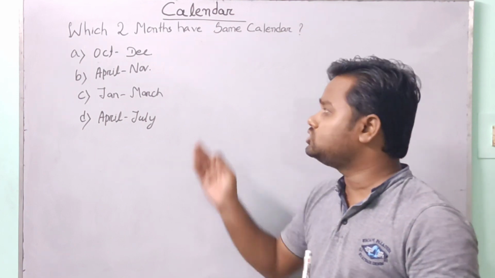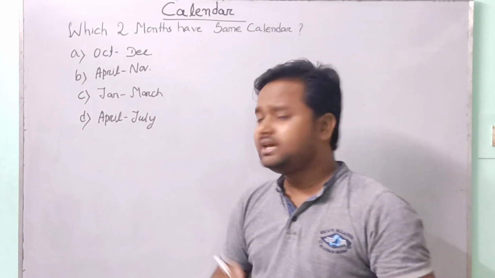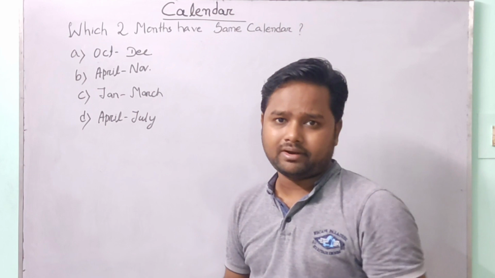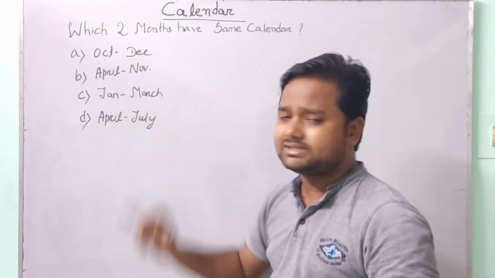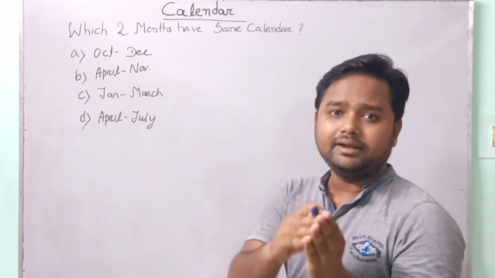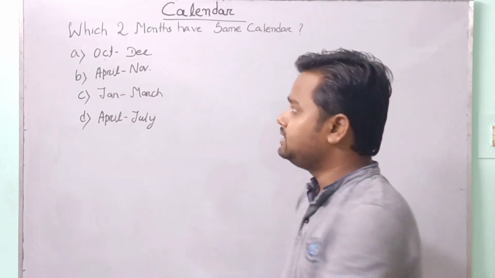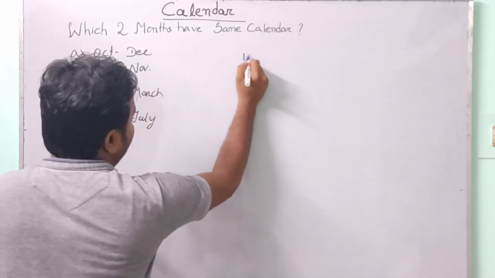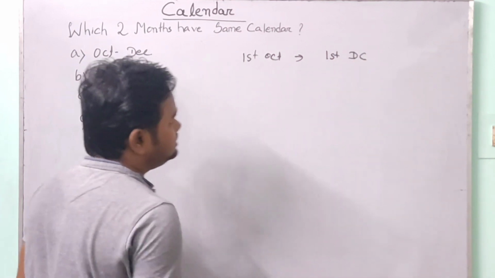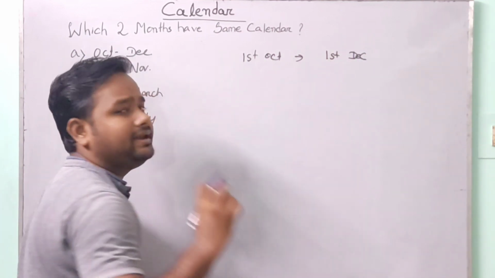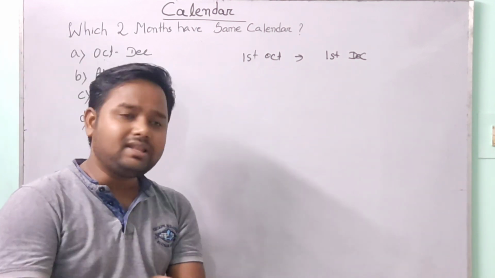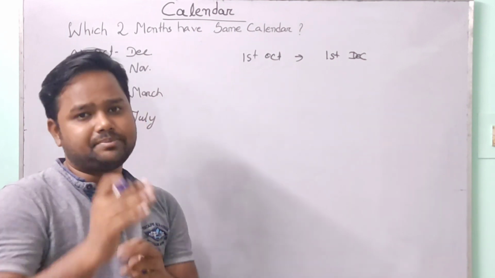Now we will study how to solve such type of question. Here we have to do all the options one by one. The first option is October, December. What do we have to do? First step, we have to check the difference between the 2 months. That means 1st October and 1st December. We have to check within this range how many days there are. If these days are divisible by 7, then these 2 months will have the same calendar.